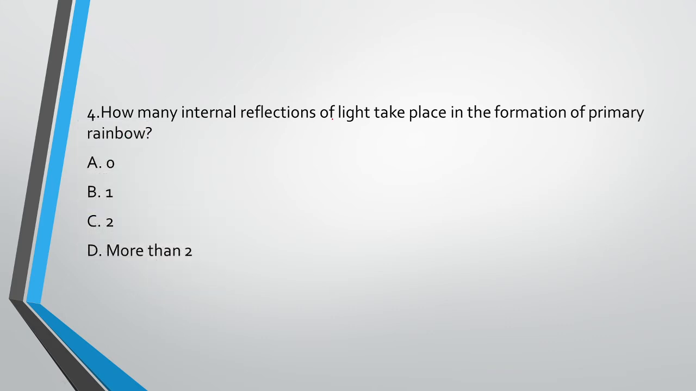How many internal reflections of light take place in the formation of a primary rainbow? Options: A, 0; B, 1; C, 2; or D, more than 2. So the correct answer is option B, 1.